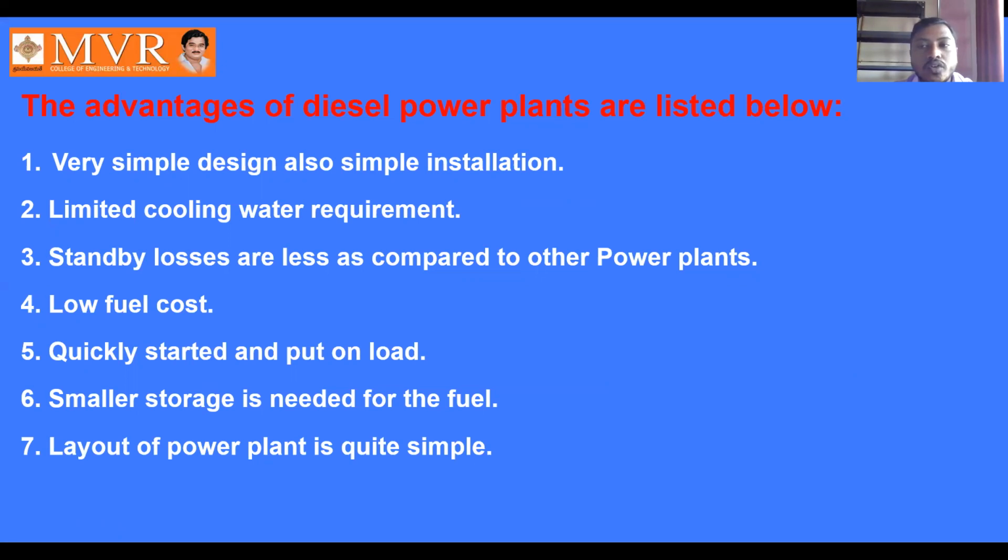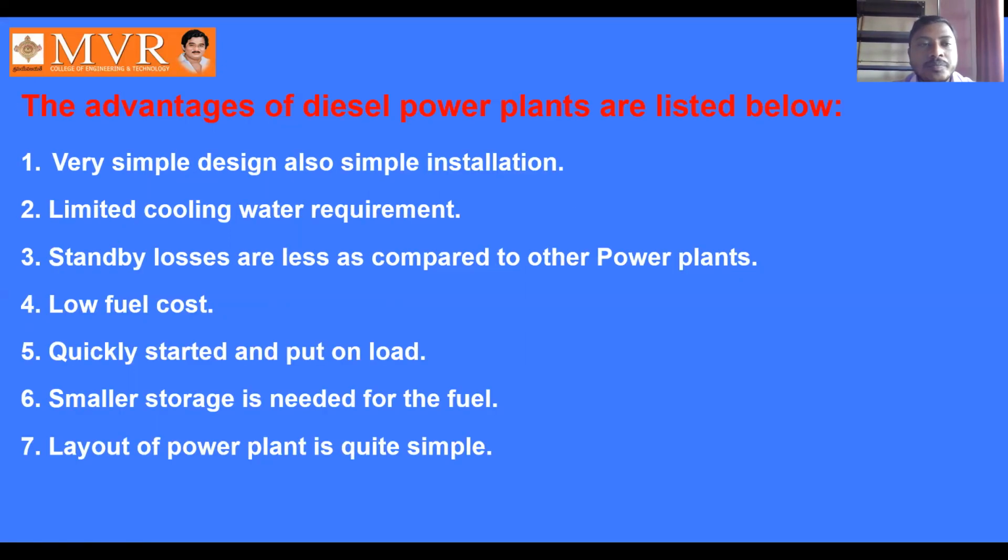The fuel cost is also low, and the plant can be quickly started and put on load. With the diesel power plant, smaller storage is needed for the fuel, and it is quickly started. The layout of the power plant is quite simple, as I have shown you in the diagram. These are the advantages of diesel power plants.